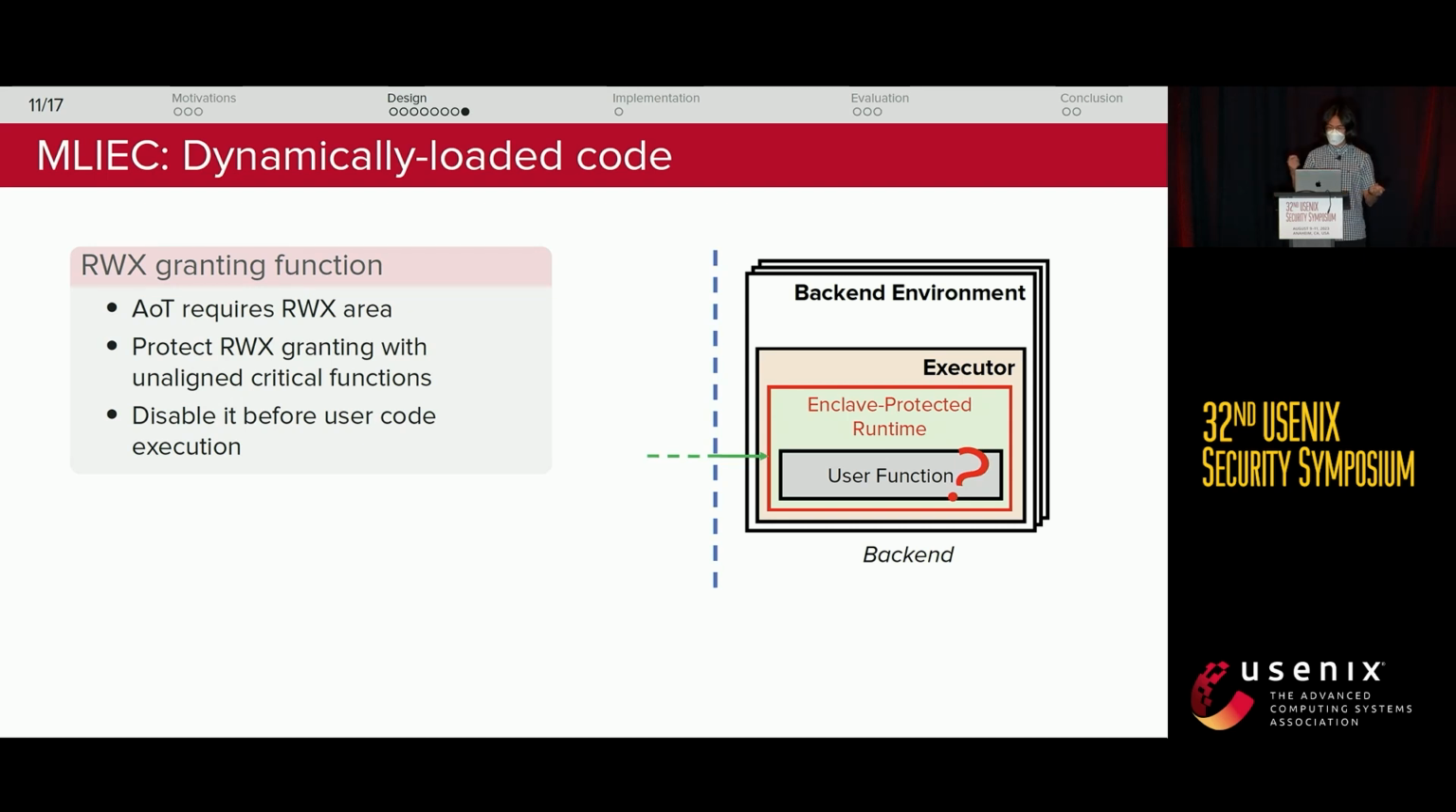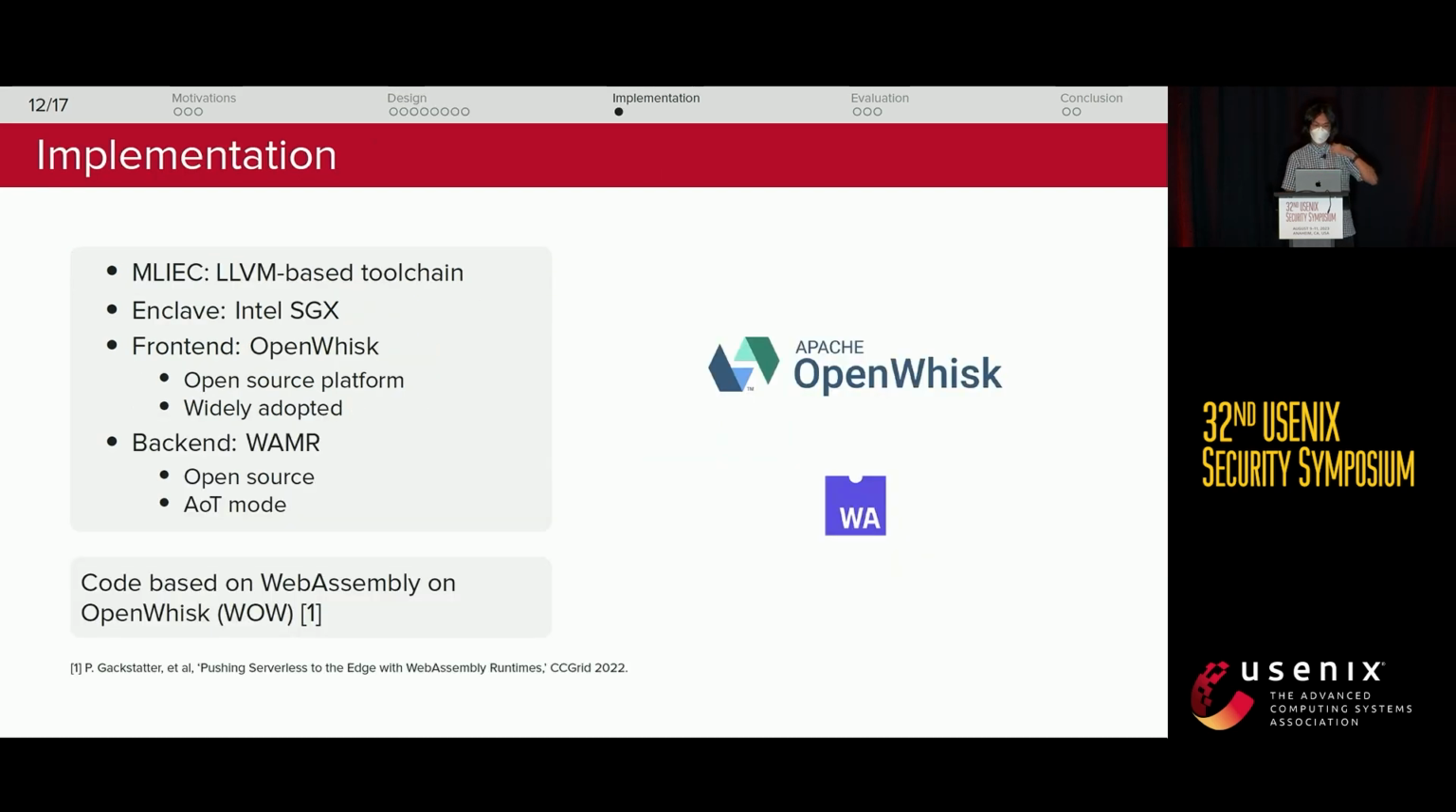So what about the checks to it? Of course, we protect it using unaligned critical functions. But what are the checks? What we're going to do is disable it before the user code execution until the next reset, so the user code cannot hijack this function to do bad things.